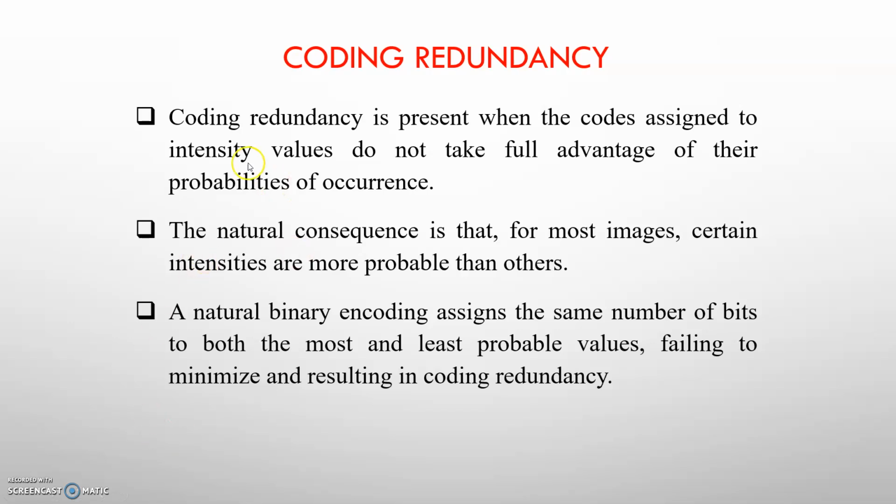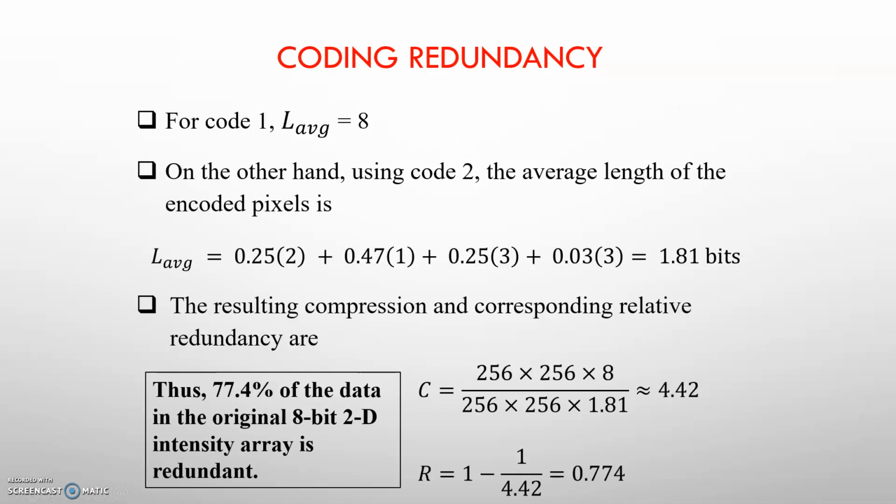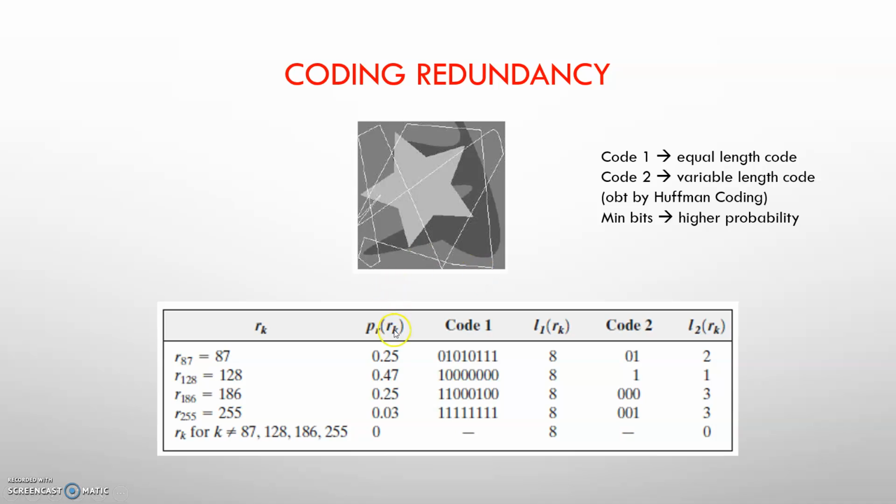So here what is written is that coding redundancy is present when the codes assigned to the intensity values do not take full advantage of the probabilities of occurrence. So what we did in the previous example was that we took advantage of the probabilities. We saw that this is the one with the higher probability, so we gave it the lesser number of bits, so that when we are transmitting the image, a lesser amount of data needs to be transmitted.